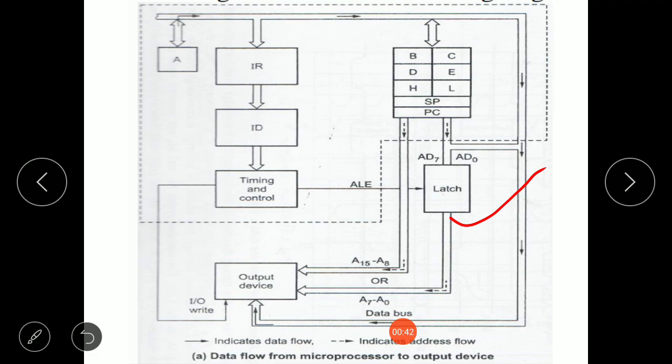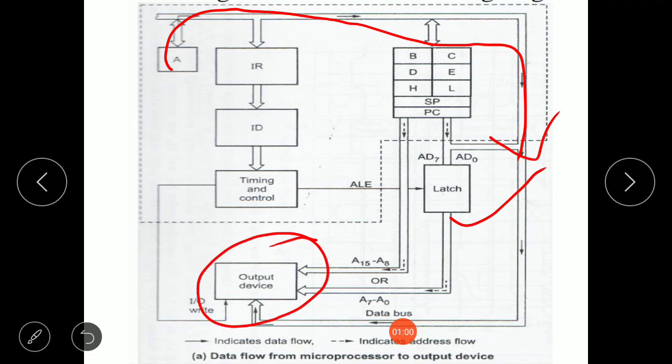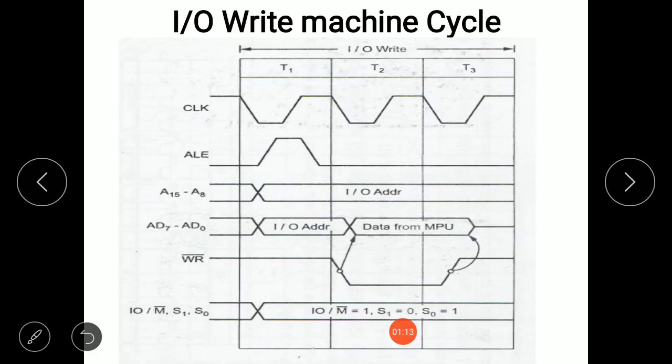Once demultiplexing of the address data bus occurs and the address data bus is free for carrying the data, the microprocessor loads the data from the accumulator into the data bus. Once the address reaches the input output port, the data loaded on the data bus travels to the input output device and gets stored there. So this is how the input output write operation is performed by the microprocessor.